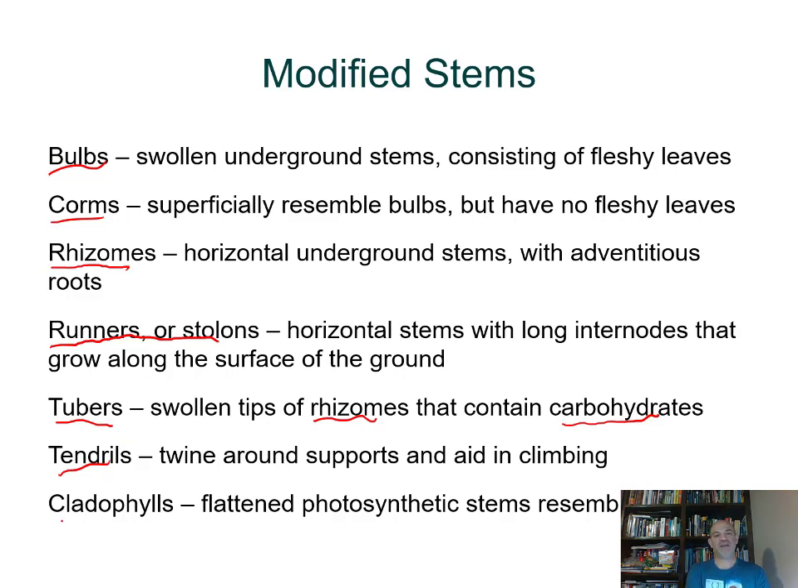And then you have cladophylls, and these are flattened stems that are actually photosynthetic. So on the stem itself, they have cells that have chloroplasts, and they can do photosynthesis. This is typical of cactus. The cactus itself, those are not leaves, it's the stem that's photosynthetic, and the leaves have actually become reduced to the spines on a cactus.